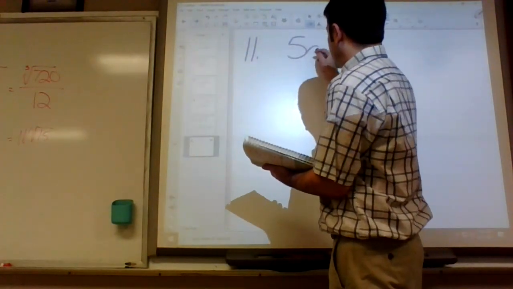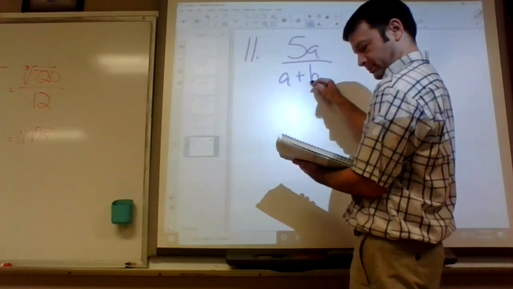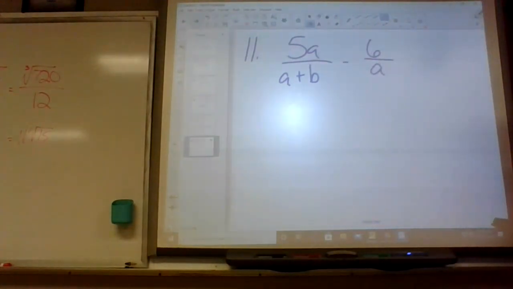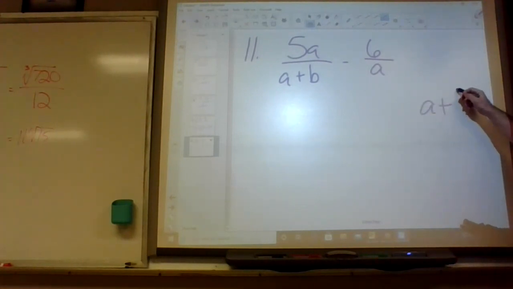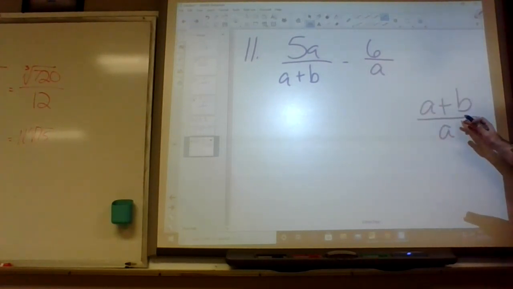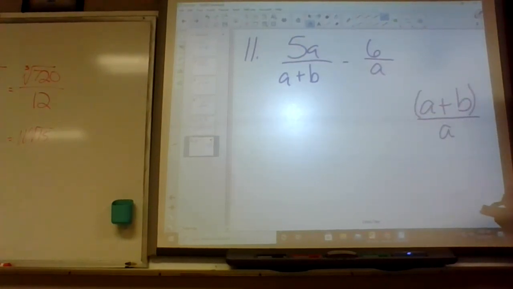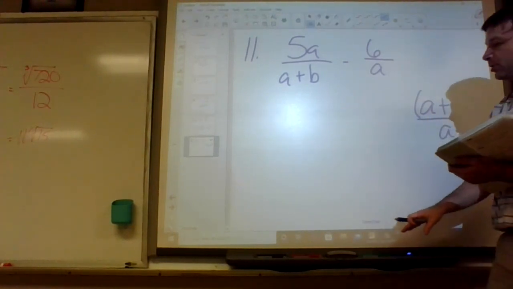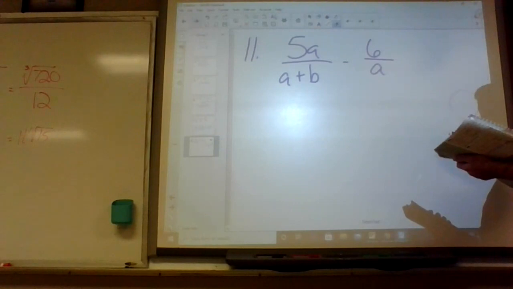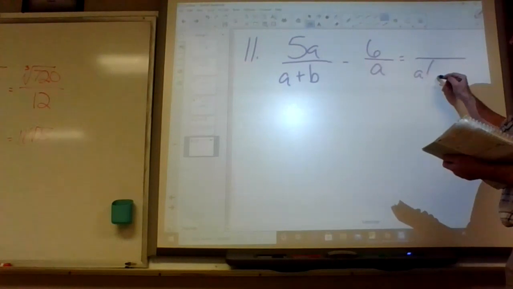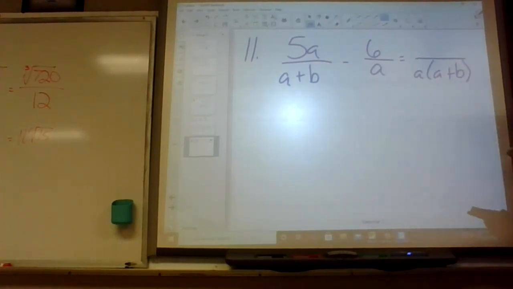5a over a plus b minus 6 over a. Does a plus b and a have a common factor? No. If we had a plus b over a, would that reduce at all? That's another way of asking it. No, it doesn't. Remember, you can't go like this. This a plus b should be thought of as one thing. So the common multiple for a and a plus b is whatever a times a plus b is. So this is kind of where we're heading here.